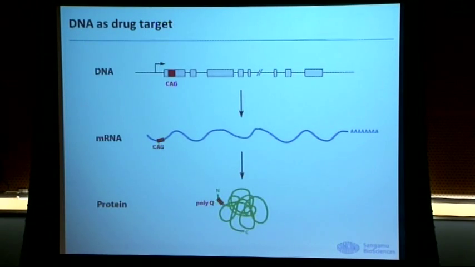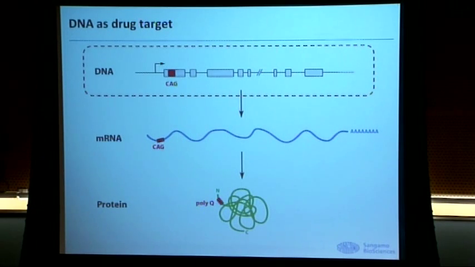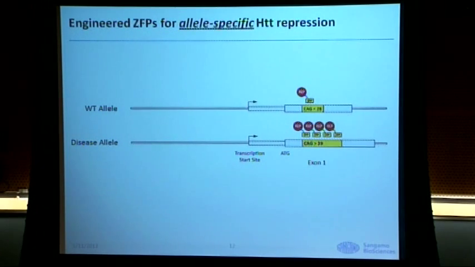So one could intervene at many stages, and there are very, very many therapeutic approaches aimed at addressing either the mutant protein or the RNA encoding that protein. Obviously, as I've described, we focus on the DNA as being the target. And in fact, the idea is to use a transcriptional regulator to shut off the expression of the mutant allele in a selective fashion. And so this is what we're going to try and do.